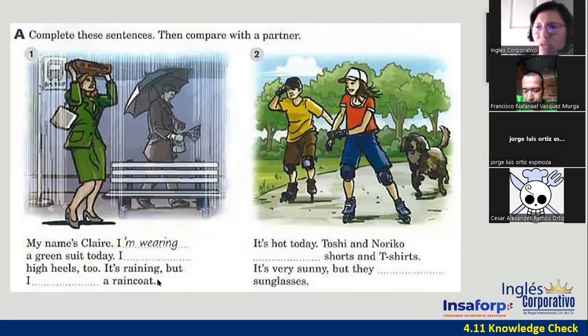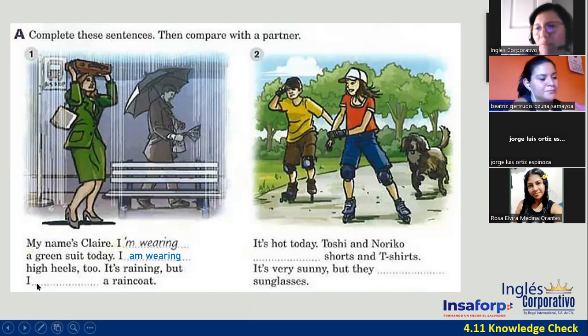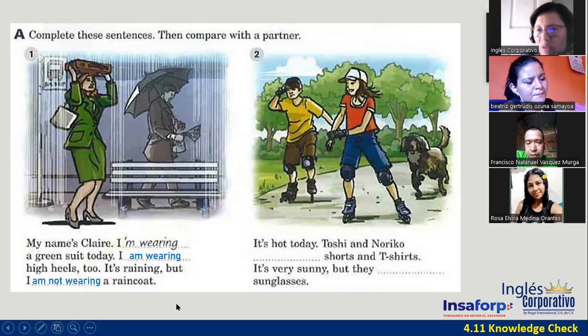Yes. Okay, very good. Entonces, ¿cómo voy a decir I? Wearing. Muy bien, muy bien. I'm wearing high heels too. It's raining, but I, y luego dice raincoat. Is she wearing a raincoat? No. Entonces, ¿cómo digo acá que no llevo un raincoat? No wearing a raincoat. ¿Qué me falta acá? I am not. Muy bien. I am not wearing a raincoat.